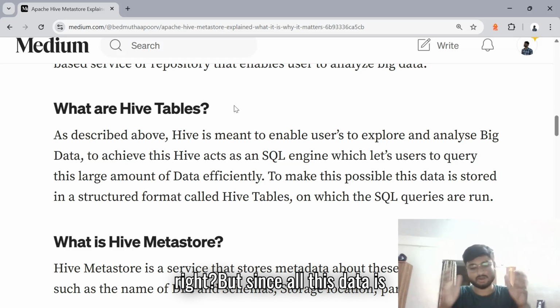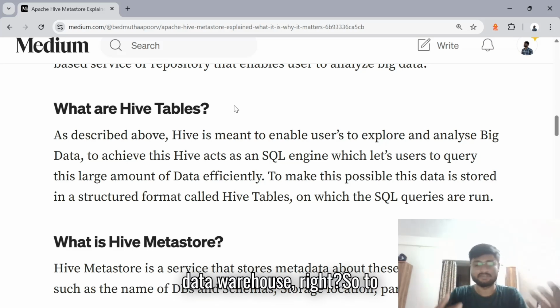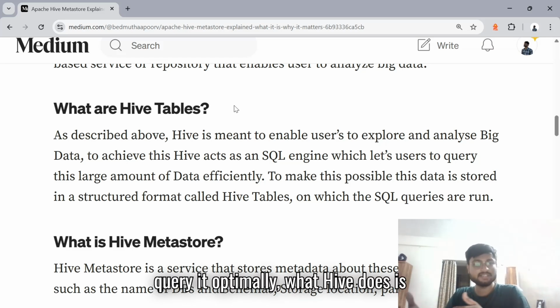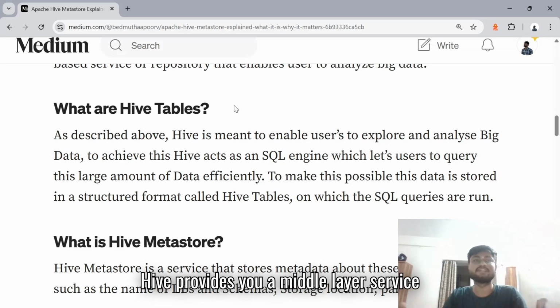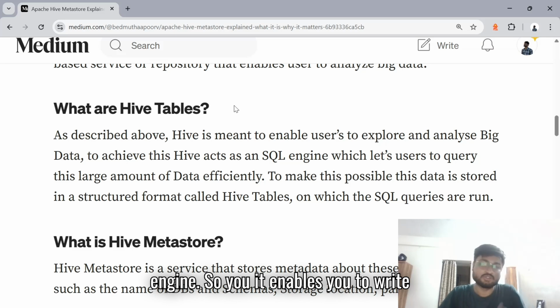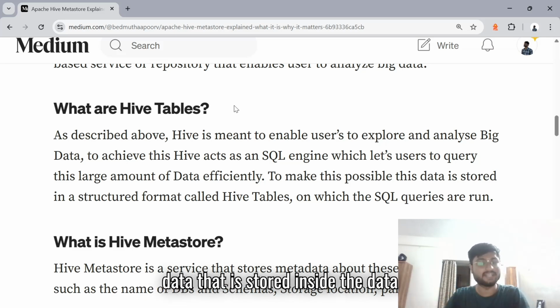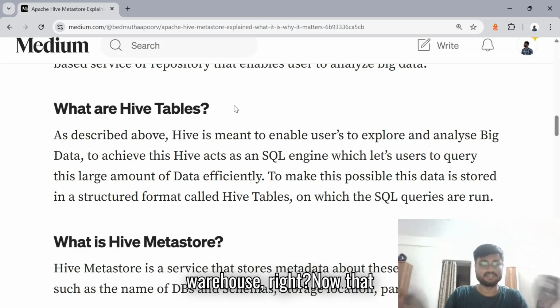But since all this data is big data in nature, it is stored inside a data warehouse, right? So to query it optimally, what Hive does is provide you a middle layer, a service layer, which is essentially an SQL engine. So it enables you to write SQL queries for interacting with this big data that is stored inside the data warehouse, right? Now that seems pretty obvious, right?